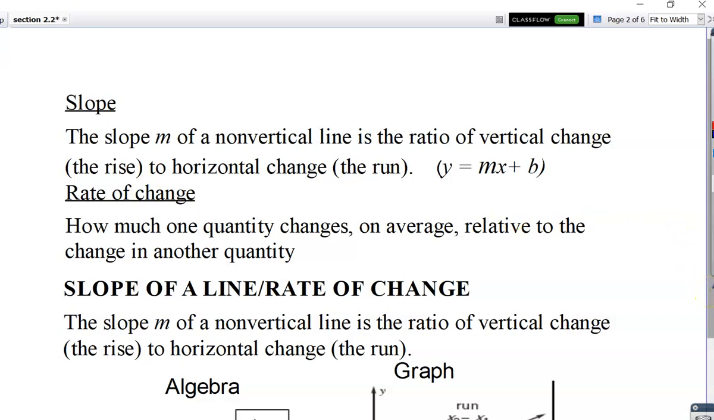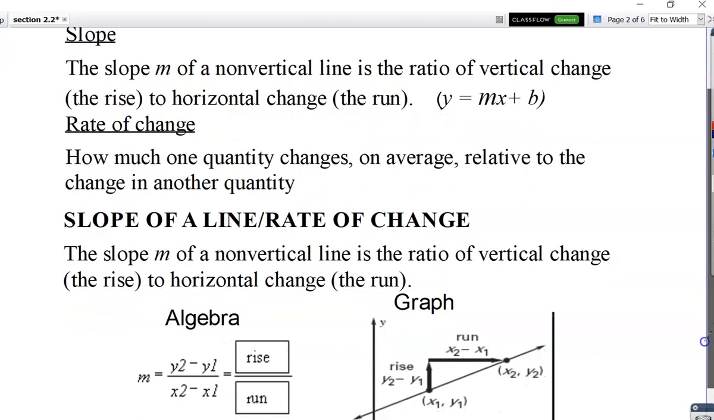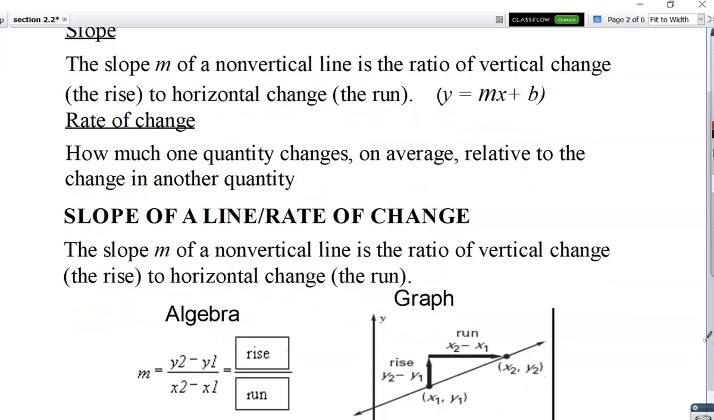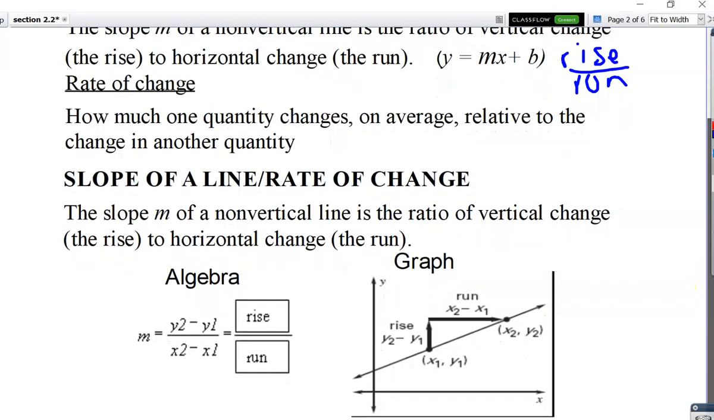Hopefully you've seen this before, but when we're talking about slope, that would be m in the y equals mx plus b equation. The slope of a non-vertical line is the ratio of vertical change to the horizontal change, or as you've probably heard before, the rise over the run. The rate of change is how much one quantity changes on average relative to a change in another quantity.